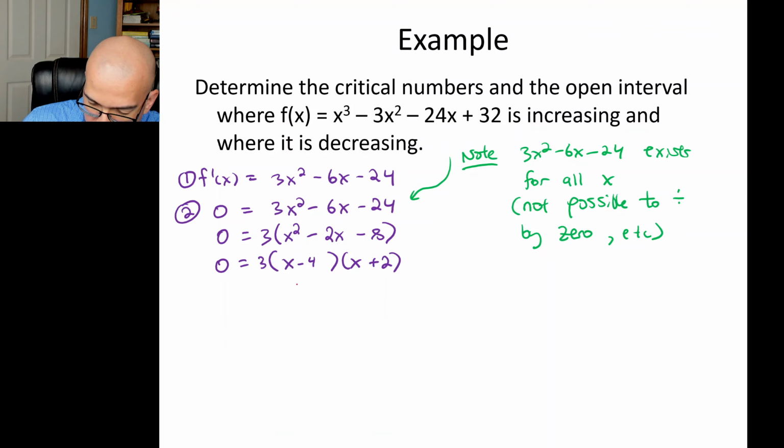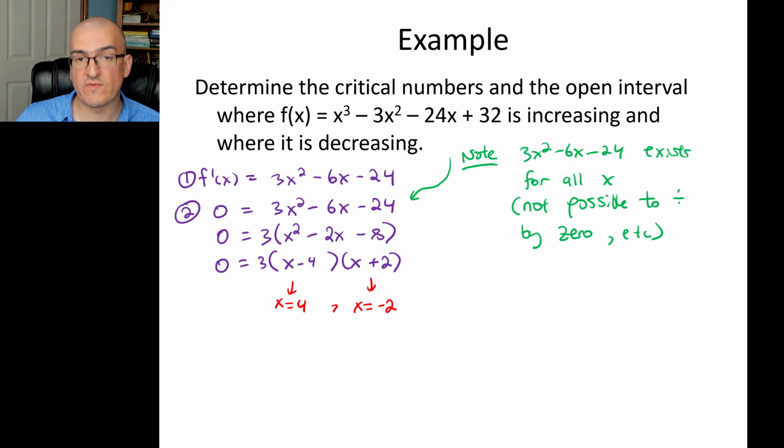So if left-hand side is 0, right-hand side must be 0. How can that happen? That can happen either if the first thing here is 0, which is 3, is never 0, it's always 3. Or it can happen if x minus 4 is equal to 0. That's going to happen if x is 4. Or it can happen if x plus 2 is equal to 0, and that will happen if x is -2. So if any one of those pieces on the right-hand side is 0, then the whole right-hand side will be 0 and will match the left-hand side.